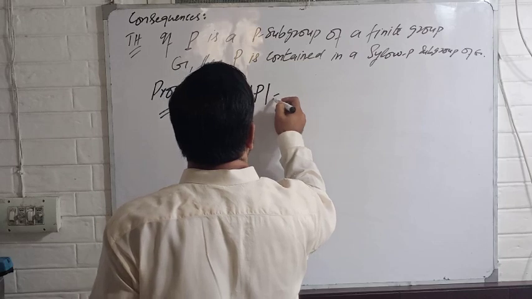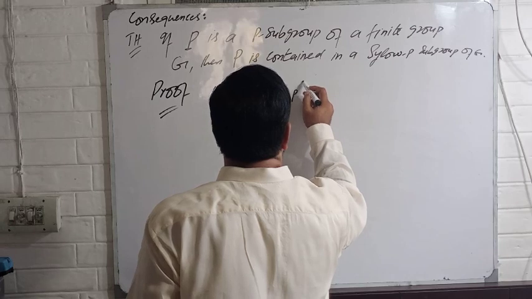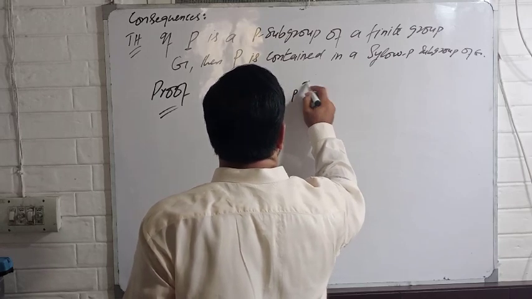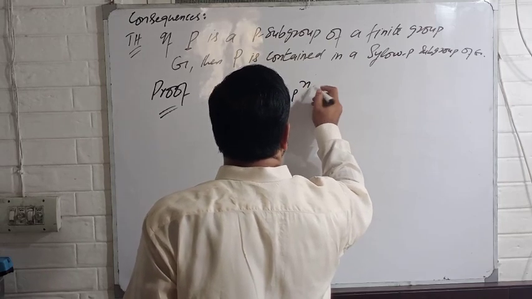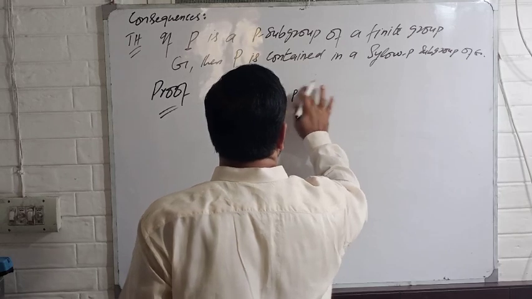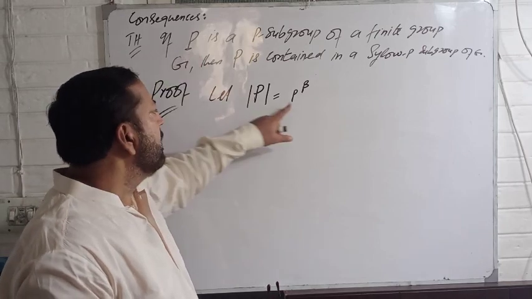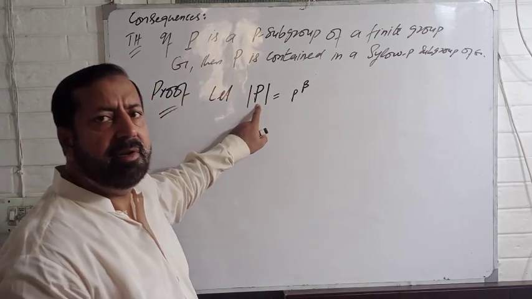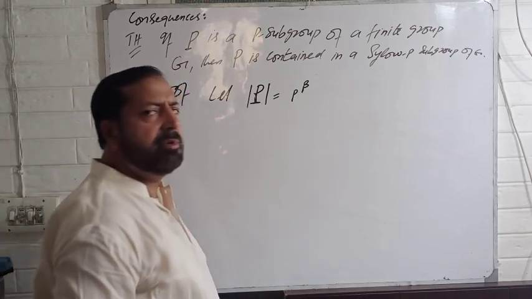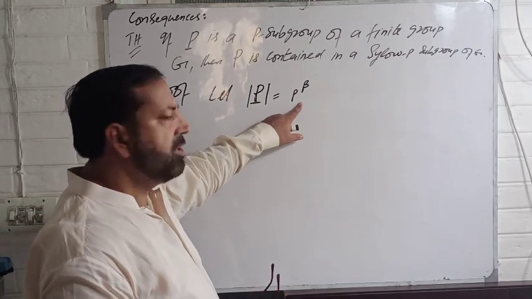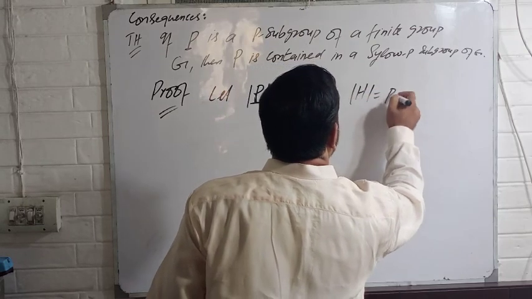Order of P is equal to P power beta. You know, P is a P subgroup, here P is prime, and this P stands for P subgroup. You can replace this by K. This is a P subgroup. Take order of P equal to P power beta, and order of H equal to P power alpha.